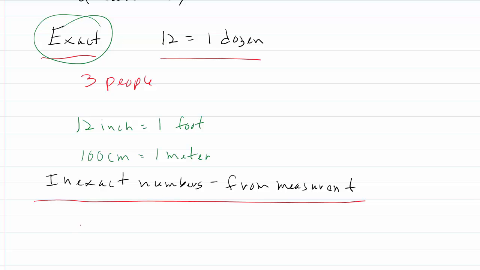So whenever we make a measurement, we need to think about the quality of those numbers. The quality of the number has 2 attributes. It has precision and accuracy. And precision is repeatability, how close each measurement comes to the others. And accuracy is how close you are to the true value.